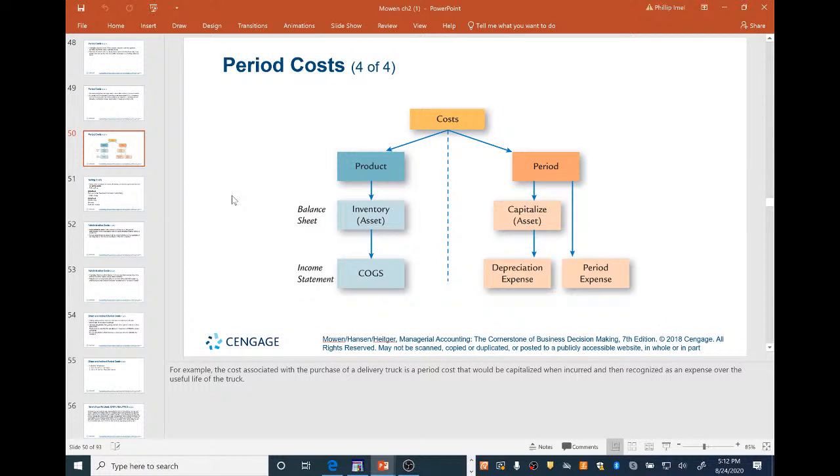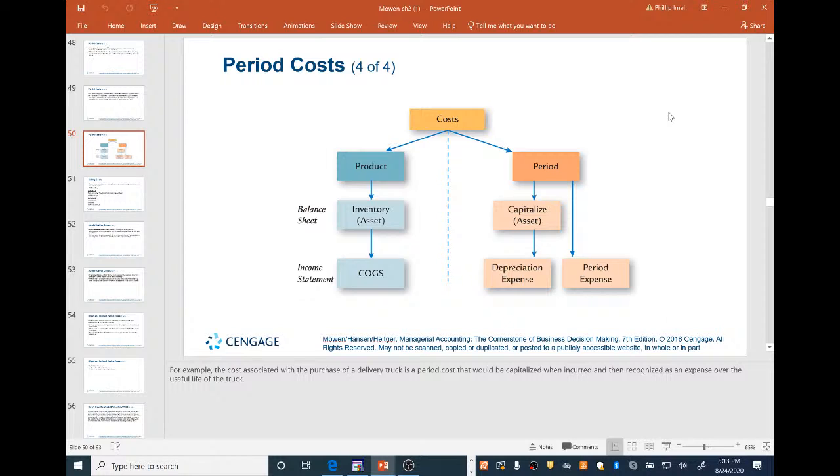So this is just a little diagram on period costs. Pretty much, we have two different types of costs, right? Product and period. What's the difference between the two again? Product is what goes directly into the product. So what's total product cost again? Direct labor, direct materials, and overhead. Right. So that's your product cost.